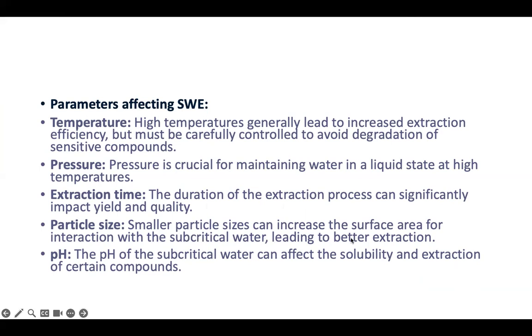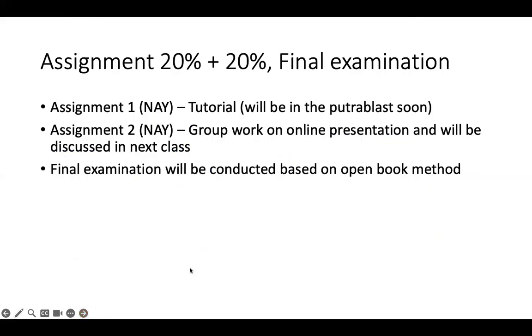Smaller particle size can increase the surface area for interaction with the subcritical water, leading to better extraction. What does it mean? So the sample that we need to extract with the subcritical water has to be refined. Yeah, you need to grind it to make a greater surface area. The pH of the subcritical water can affect the solubility and extraction. Okay, so we need to play around with pH as well. So that's it for the subcritical water.